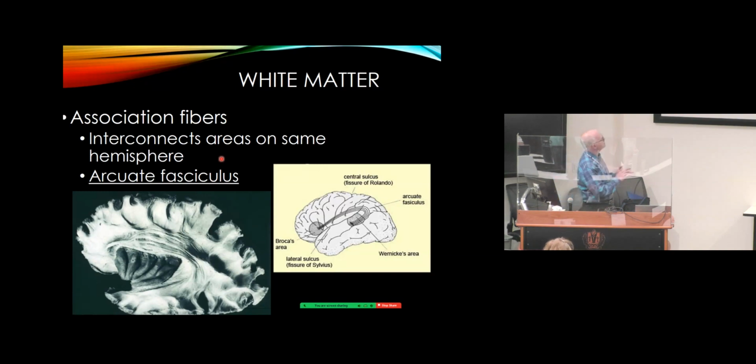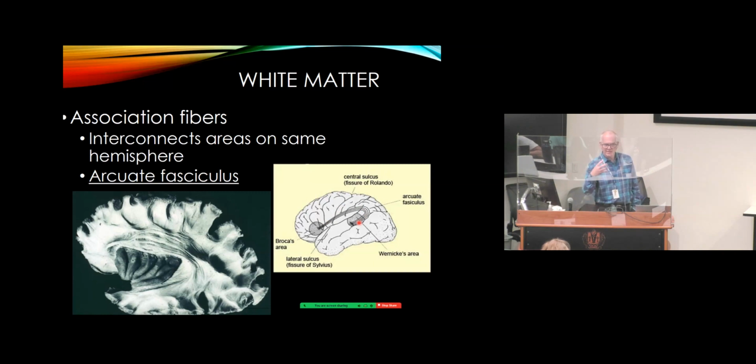Now, an association fiber is just a pathway that connects things on the same side of the brain. And fortunately, there's only one you need to know, and that is the arcuate fasciculus. This is the pathway that connects Wernicke's area with Broca's area. And it kind of makes sense that they need to be connected, right? Imagine you're in conversation with someone. They ask you a question.